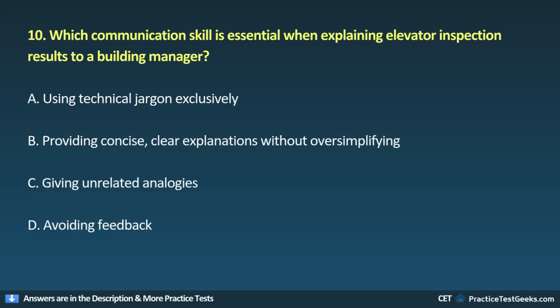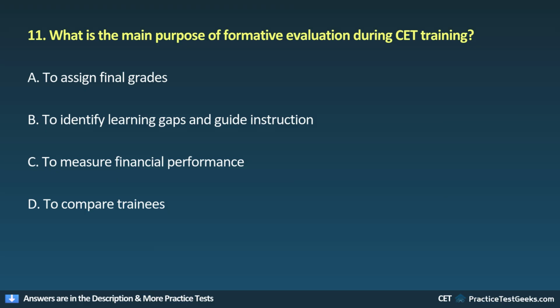10. Which communication skill is essential when explaining elevator inspection results to a building manager? A. Using technical jargon exclusively. B. Providing concise, clear explanations without oversimplifying. C. Giving unrelated analogies. D. Avoiding feedback.